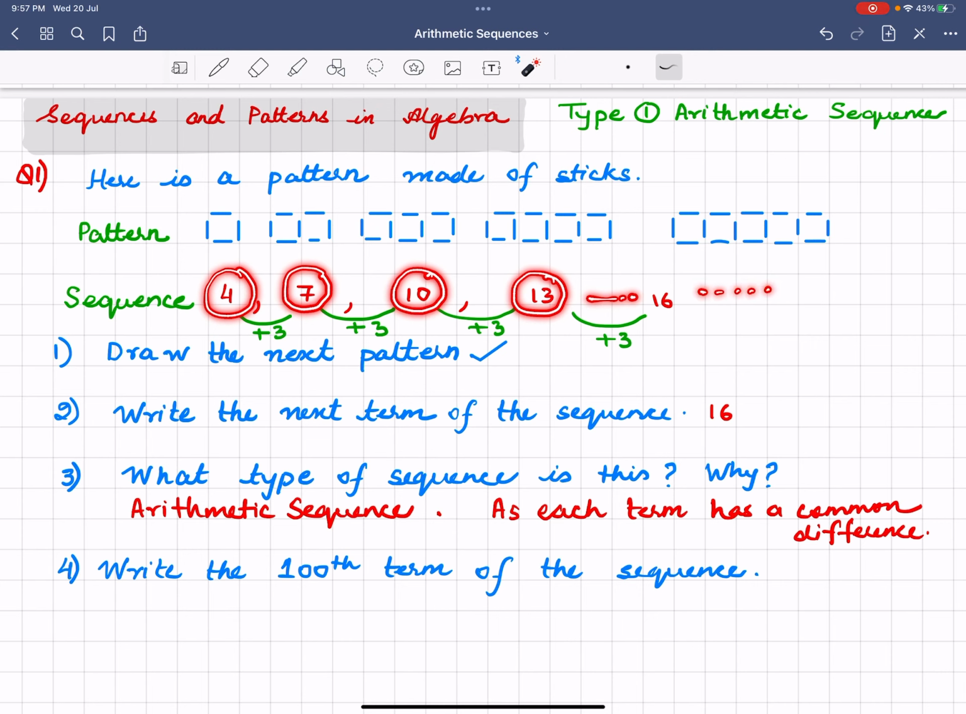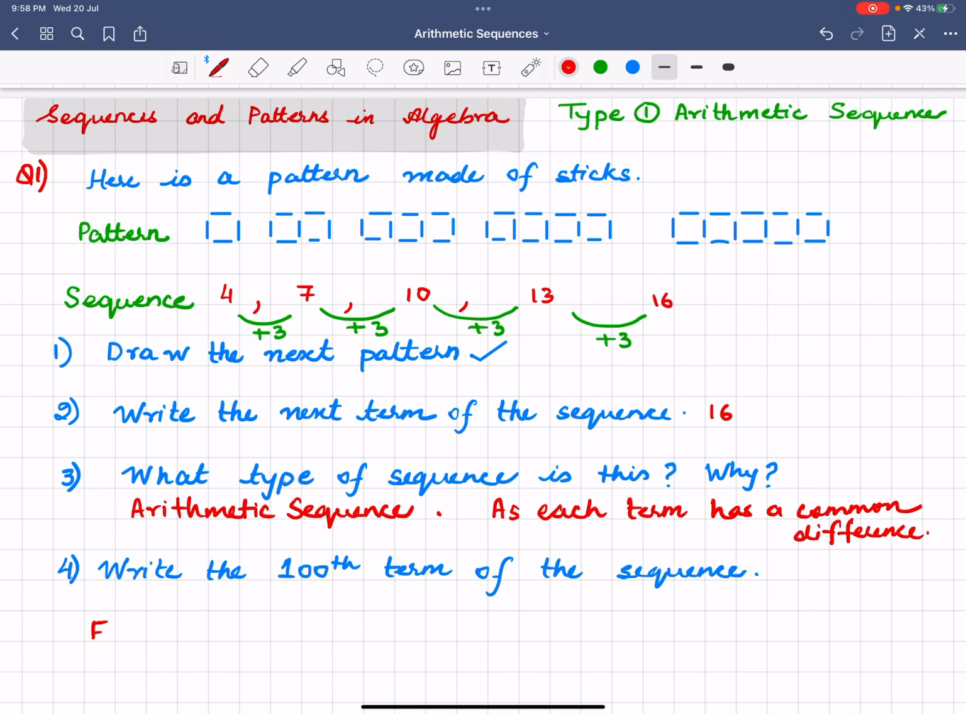We need to move ahead till we reach the 100th term of the sequence. So now the question is, are we going to keep on adding 3 every time? In that case, the working for this question would be so lengthy and tedious, and we could also make a mistake while doing this question. So if we have to find the 100th term, or even the 1000th term, what is the method that we use? We use a formula here.